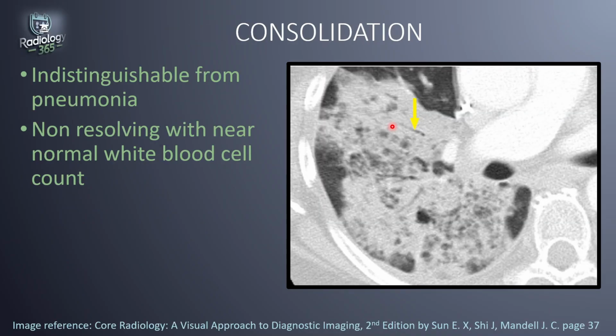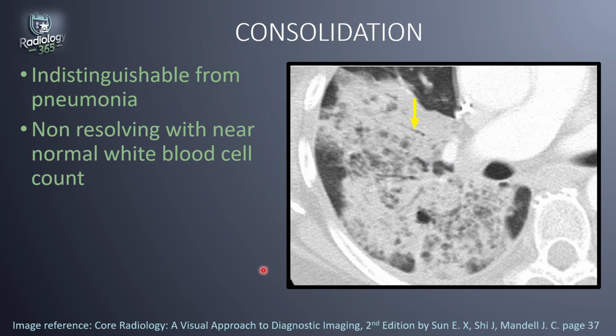Next is consolidation. Now, consolidation that is indistinguishable from pneumonia can be seen with cancers like adenocarcinoma. Although adenocarcinoma and pneumonia may appear very similar, adenocarcinoma is usually a non-resolving consolidation, and you'll also have near normal white blood cell counts. So you may give the patient some antibiotic therapy for a full course. After about 2 to 4 weeks, if this consolidation is still not resolving, you can say that it's most likely adenocarcinoma.